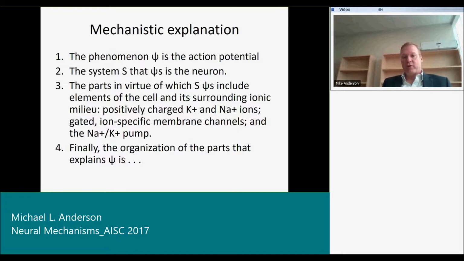One example that Craver works out in some detail is the action potential, right? So the phenomenon is the action potential of the neuron. The system that executes that function is the neuron itself. The parts in virtue of which the neuron executes the action potential include elements of the cell and its surrounding ionic milieu, the positively charged potassium and sodium ions, gated ion-specific membrane channels, and so on. We don't need to go into detail here, but the idea is that we identify all the parts, we figure out what the function of those parts are, we see how those parts are organized together so that we end up with the phenomenon of interest.